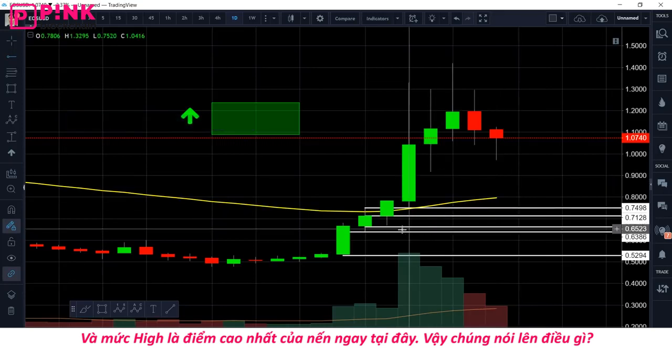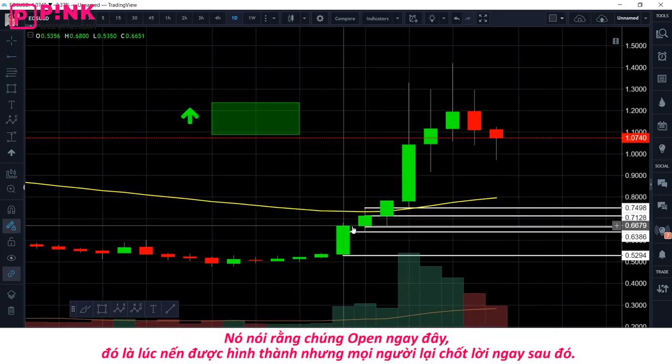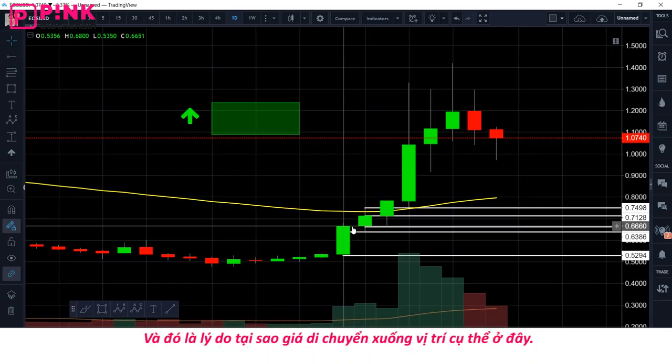So what does this tell us? It tells us that it opened right here. That's when the daily candle formed. But people took profit, basically, okay? People took profit as soon as this green candle formed. And that's why it moved down to this particular region right down here.